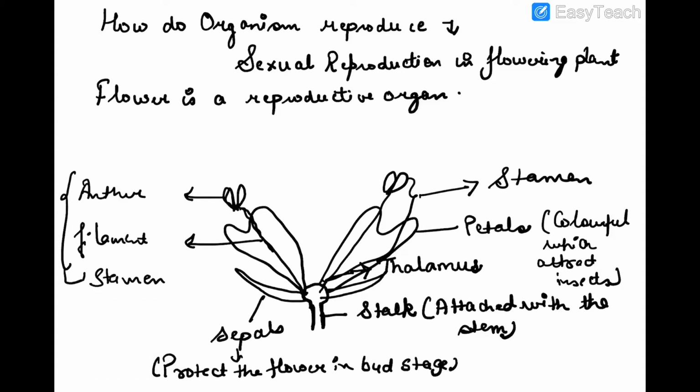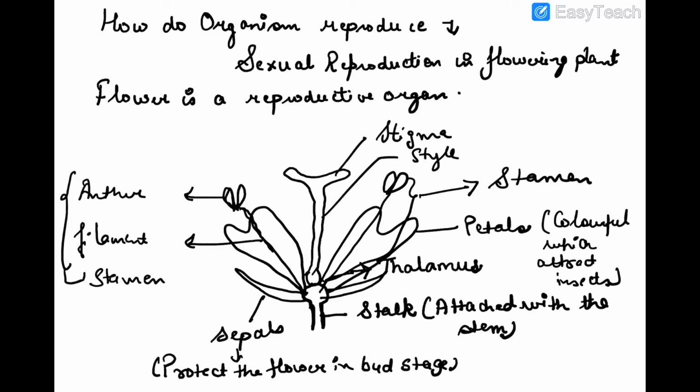The female part of the flower is known as carpel. It consists of stigma, style, and ovary, and these all parts combined are known as carpel.